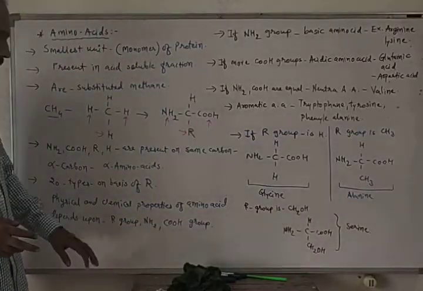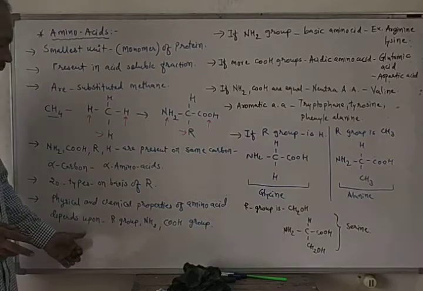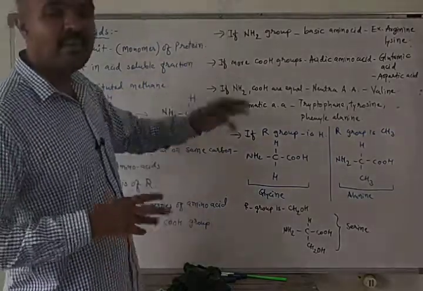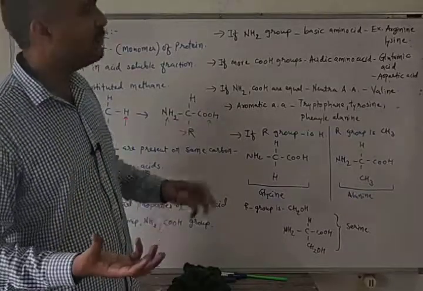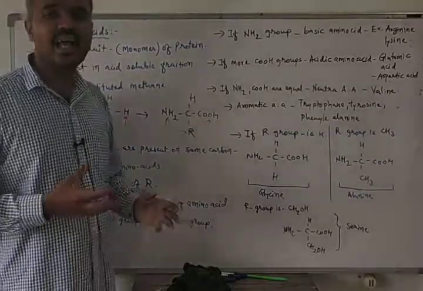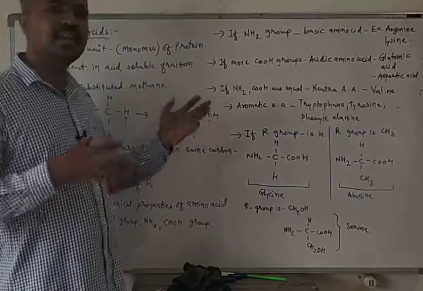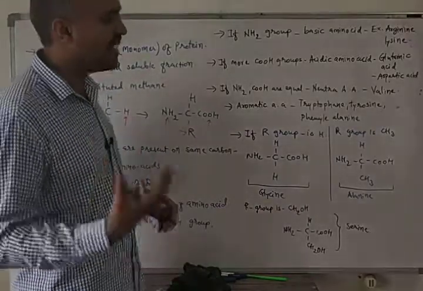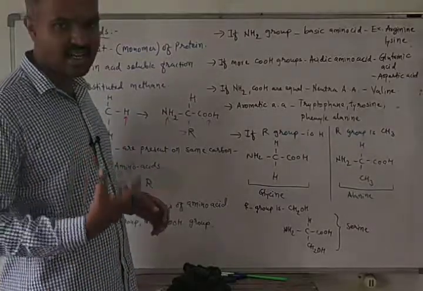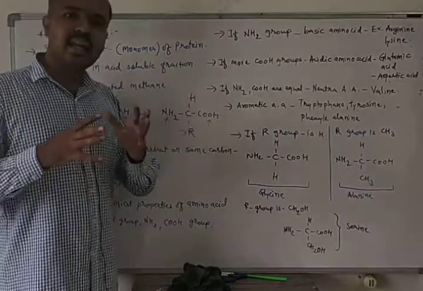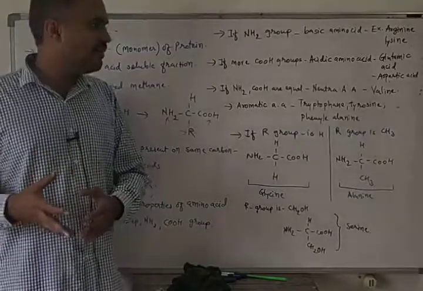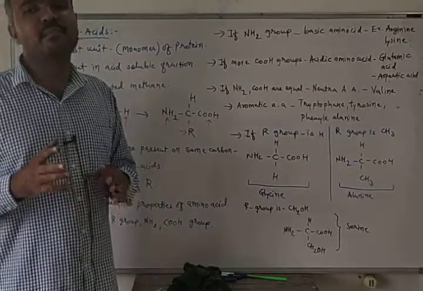Then the physical and chemical properties of amino acids depend on the R group, amino group and carboxyl group. If it has more amino groups than carboxyl groups, then it is known as a basic amino acid, like arginine and lysine. If it has more carboxyl groups than amino groups, then it is known as an acidic amino acid, like glutamic acid and aspartic acid. If there are equal numbers of amino and carboxyl groups, then it is known as a neutral amino acid. An example of a neutral amino acid is valine.